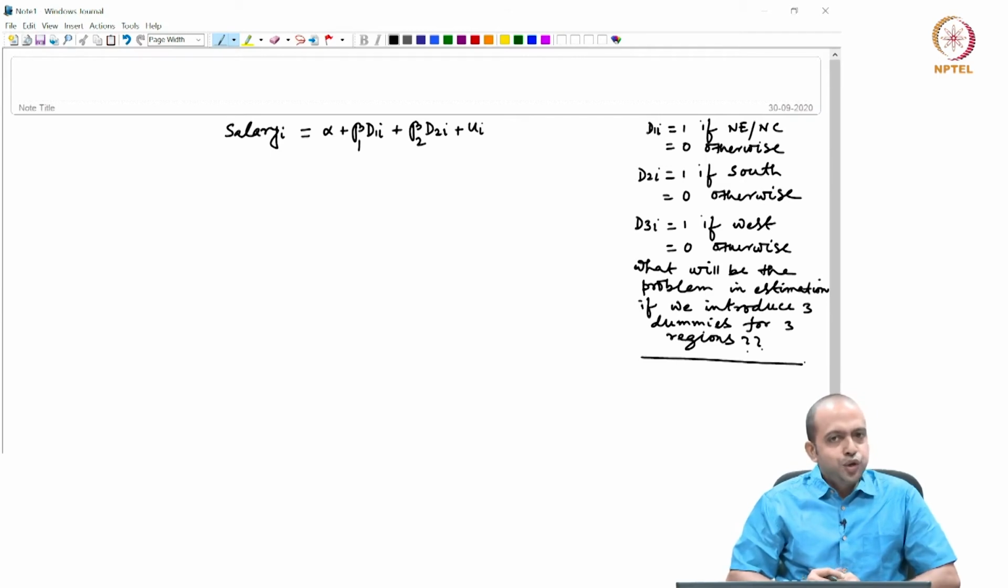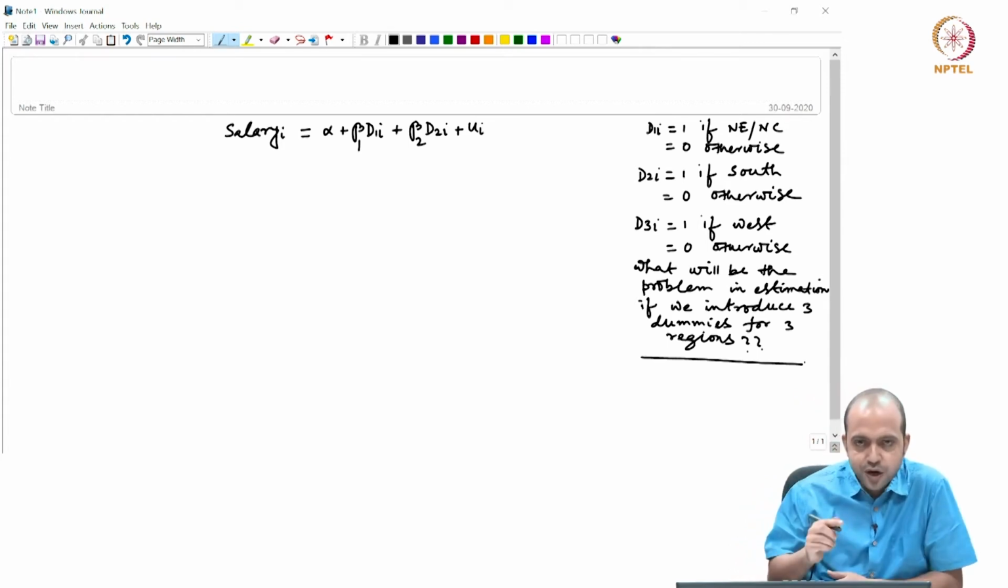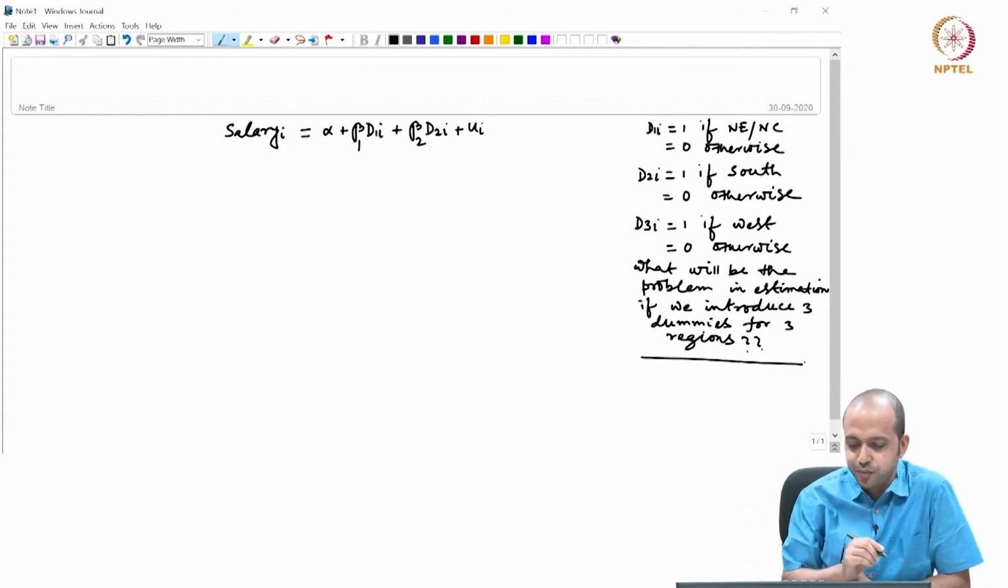Now, as I told you earlier, before we estimate the model in a dummy variable setup, what we need to do is understand the interpretation of alpha, the interpretation of beta 1 and the interpretation of beta 2. And as we said, the interpretations are all derived. So, we have to derive the interpretation of alpha, beta 1 and beta 2, right.